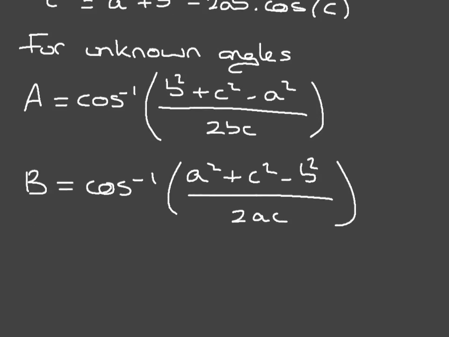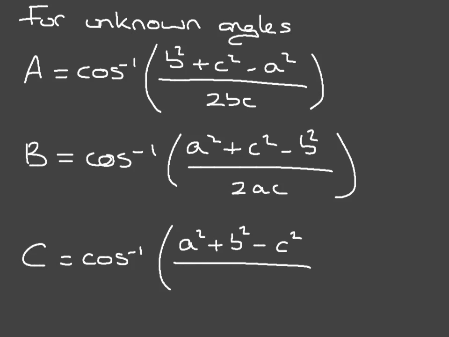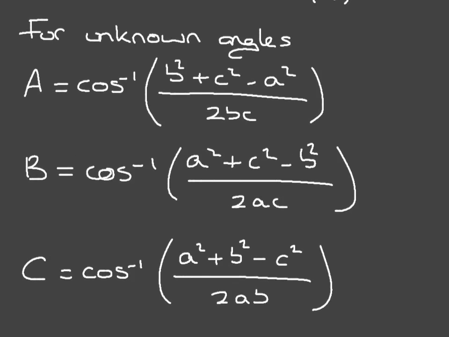And last but not least, the angle capital C would be equal to the inverse cos of a squared plus b squared minus c squared over 2ab. And that's for finding unknown angles. Now once again, don't panic. These look much more complicated than they actually are.